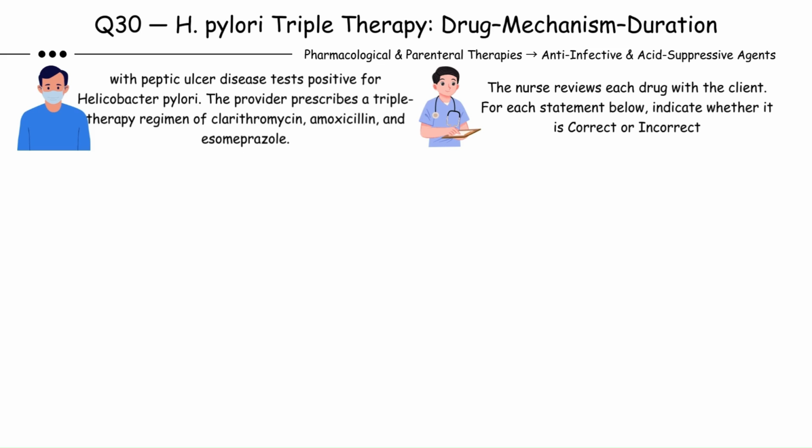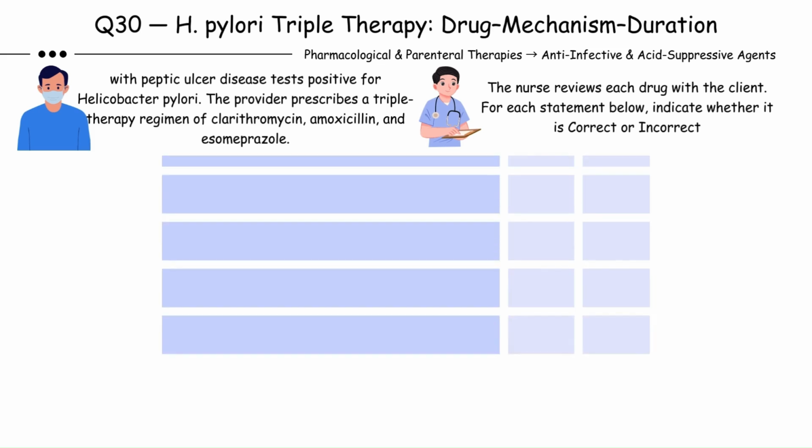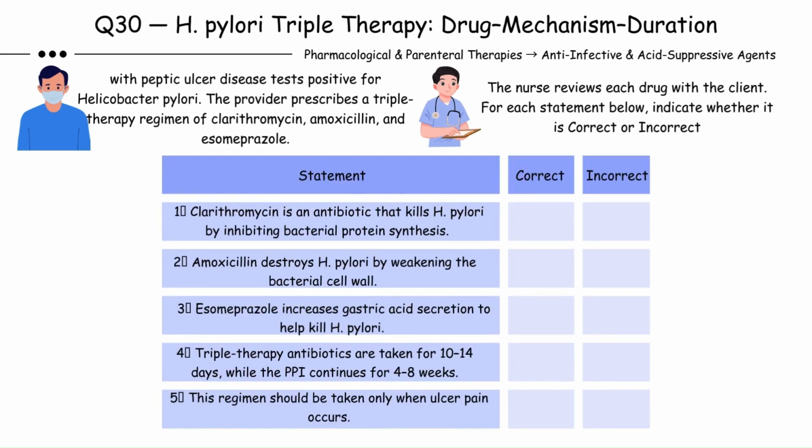Let's go statement by statement. Matrix statements. I will read each statement, give you a moment to think, then we'll mark it correct or incorrect, followed by the teaching behind it. Statement 1. Clarithromycin is an antibiotic that kills H. pylori by inhibiting bacterial protein synthesis. Think.